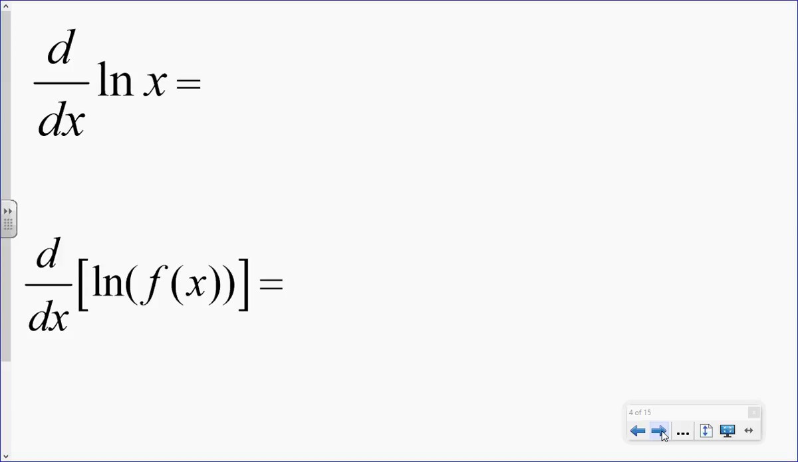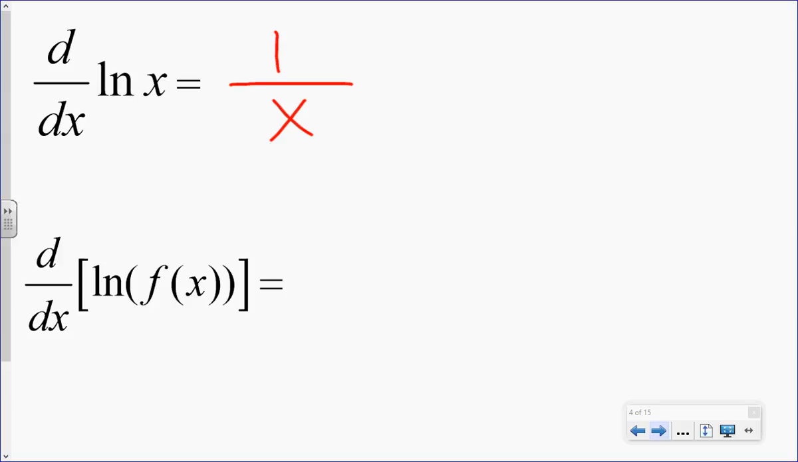The derivative of the natural log of x. You know that 10-question quiz I gave you the other day? Now I can make it an 11-question quiz. The derivative of the natural log of x, drum roll please, 1 over x. That's not bad, right? The derivative of the natural log of x is 1 over x.